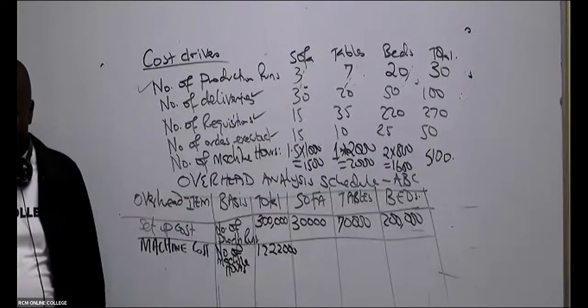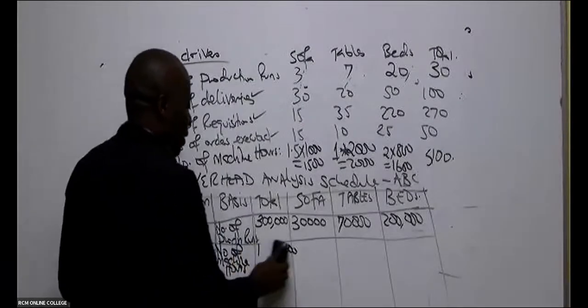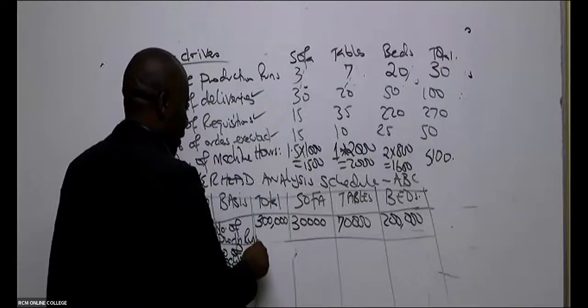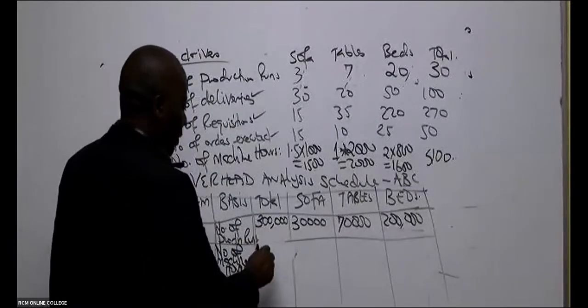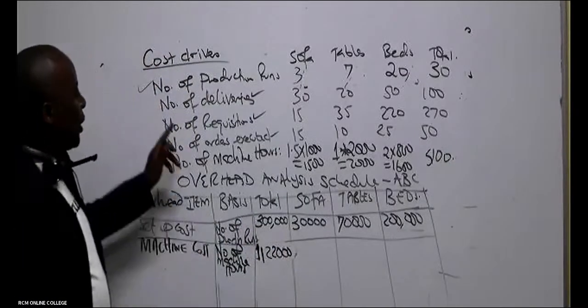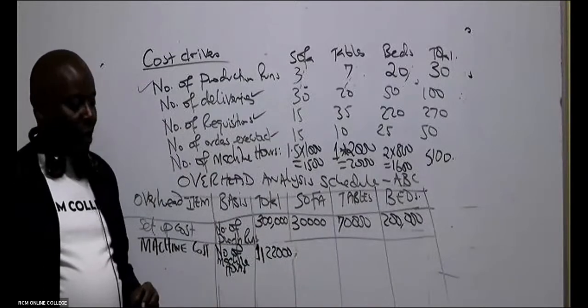The figure is wrong, huh? It's supposed to be 11. Thank you so much. So the figure is wrong here. So 11,22,000. And we are apportioning these using the machine hours. We have them here.